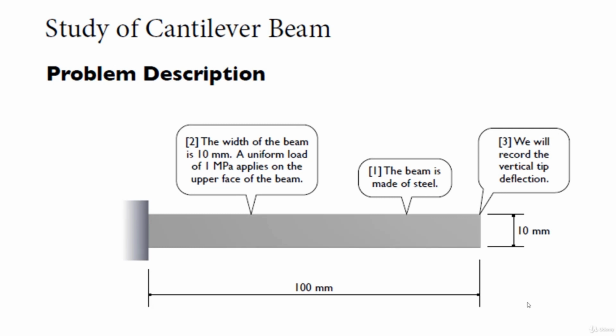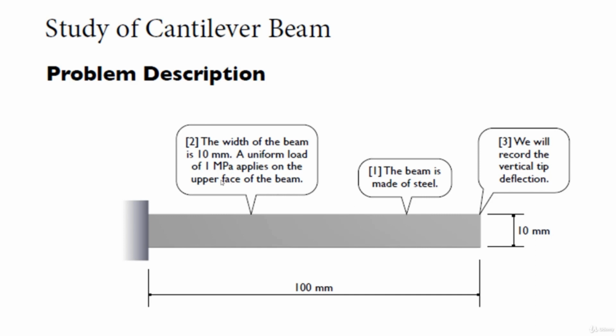In this lecture we are going to perform static structural analysis on a cantilever beam. So coming to the problem description, see here there is a cantilever beam which is fixed at one end and is free at another end. The length of the cantilever beam is 100 mm and the cross section of the cantilever beam is rectangular, with dimensions of 10 mm by 10 mm.